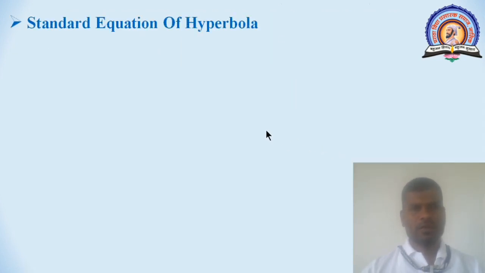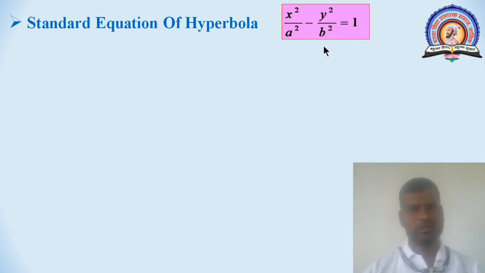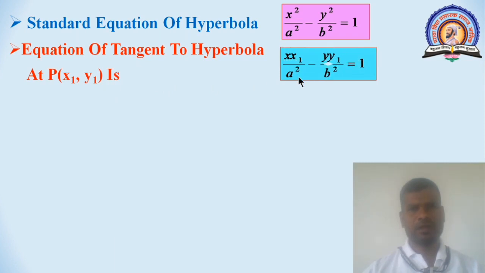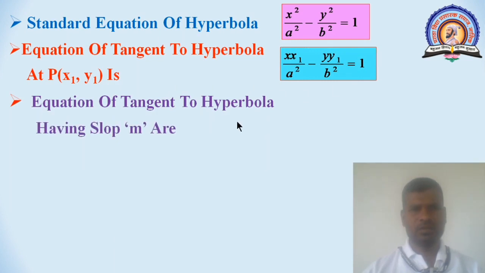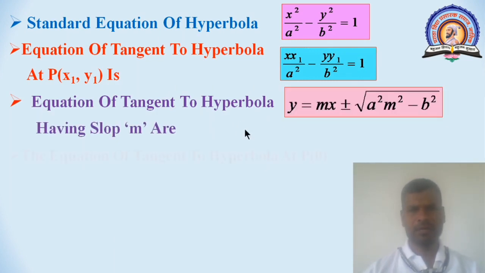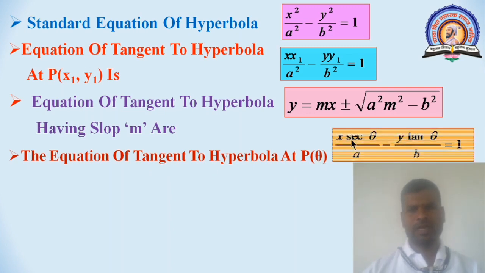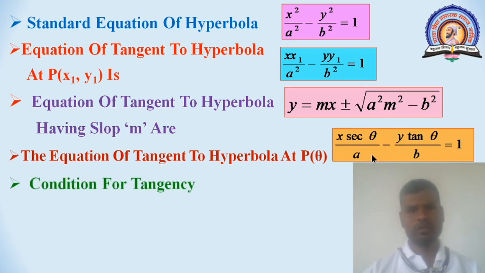The standard equation of hyperbola is x square upon a square minus y square upon b square is equal to 1. Equation of tangent to the hyperbola at P(x1, y1) is x x1 upon a square minus y y1 upon b square is equal to 1. Equation of tangent to the hyperbola having slope m is y is equal to mx plus or minus under root of a square m square minus b square. Equation of tangent to the hyperbola at P(theta) is x sec theta upon a minus y tan theta upon b is equal to 1.